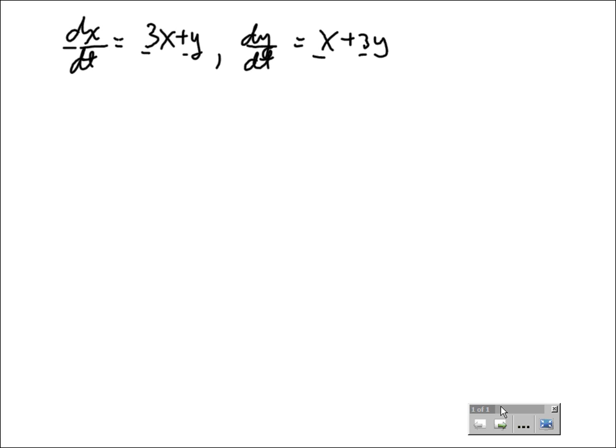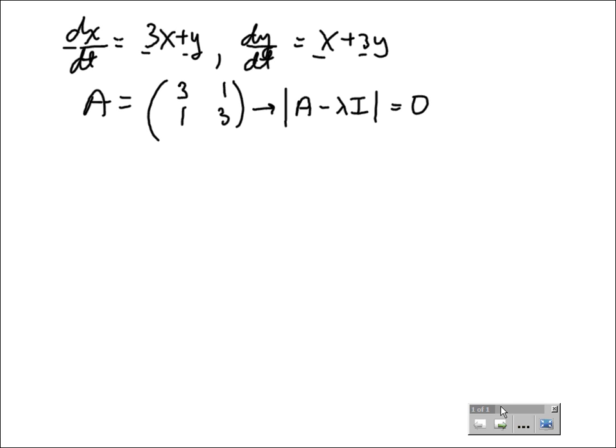You want to make up the characteristic equation. Well, first let's talk about what the matrix A would be. For dx/dt, just put down the coefficients of x and then y in the first row. For dy/dt, put down the coefficient of x and then y. That's matrix A. When you get the characteristic equation, we want to compute the determinant of A minus lambda times I and set it equal to 0.